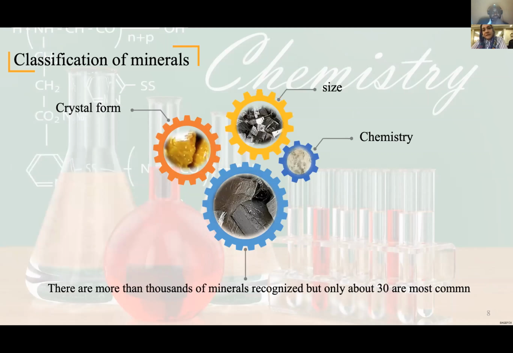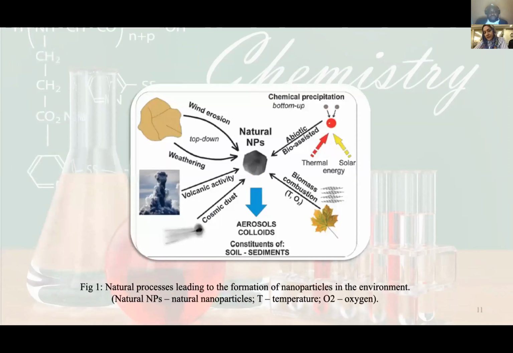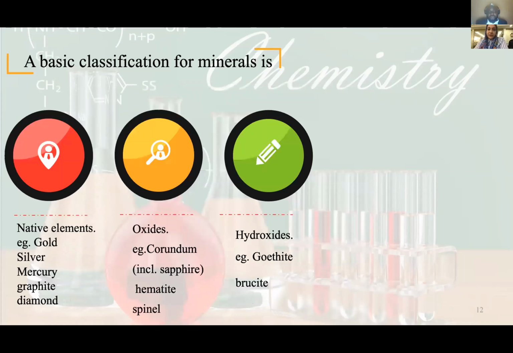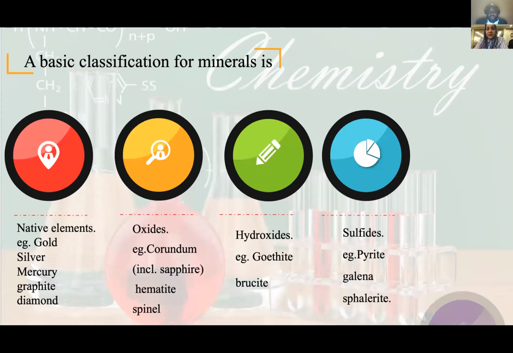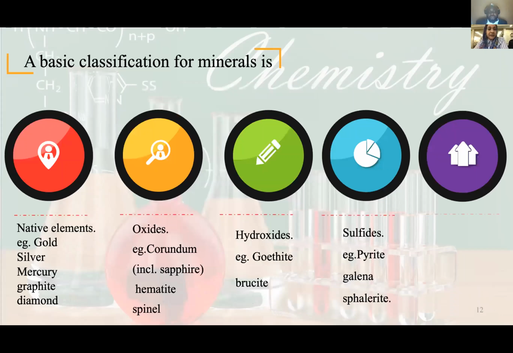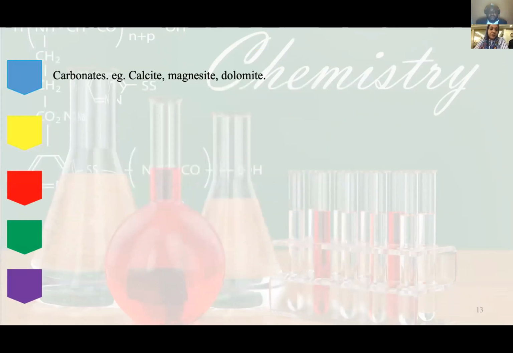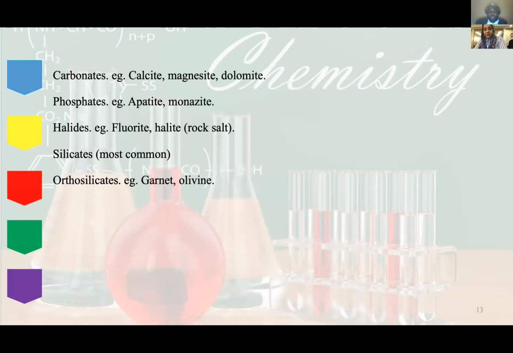A basic classification of minerals is native elements, for example, gold; oxides, for example, corundum; hydroxide, for example, goethite; sulfide, for example, pyrite; and sulfate, for example, gypsum and barite. The other minerals include carbonate, for example, calcite; phosphate, apatite; halide, for example, halite; and the silicates, in the forms of orthosilicate, ring silicate, chain, and sheet, for example, muscovite mica, and framework silicates such as quartz, feldspar, and zeolite.